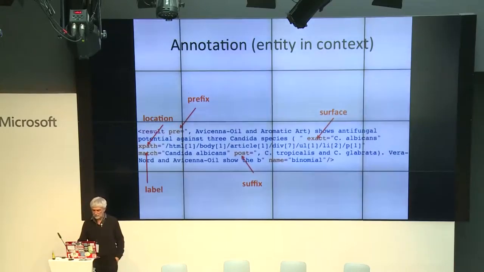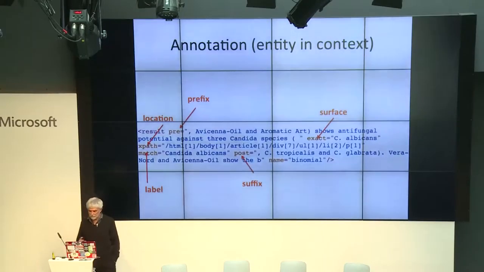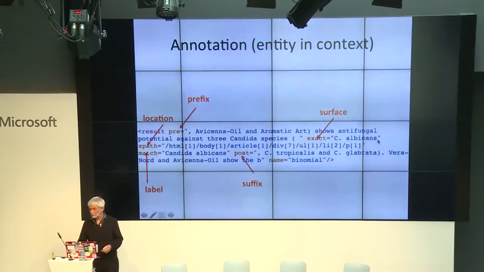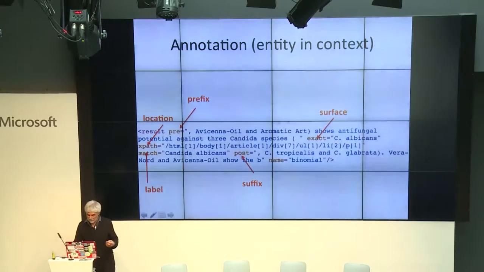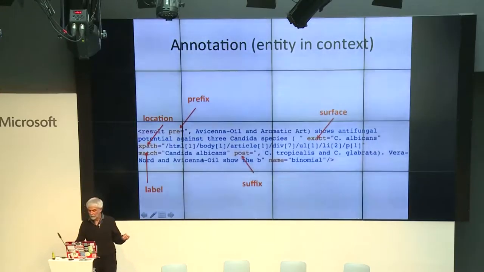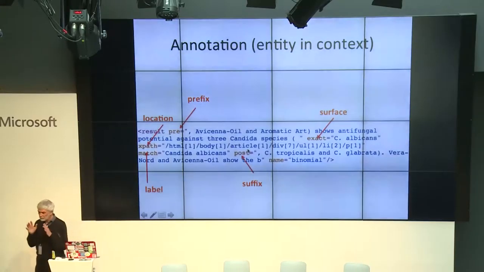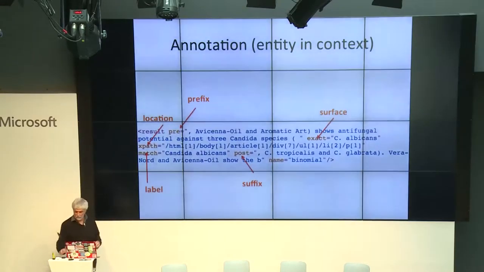So you can see here we've got a prefix, Avicenna island aromatic art shows antifungal potential against three candida species. Then we have the surface, C. albicans. Now, this is where our bit of expertise comes in. We translate that into Candida albicans, right? And then the post or suffix is tropicalis and glabrata, and so on. And we also put in the XPath to that in the document so that people know where to find it.